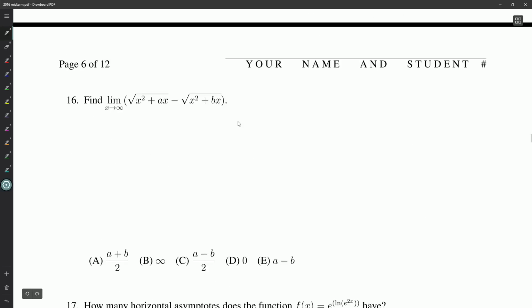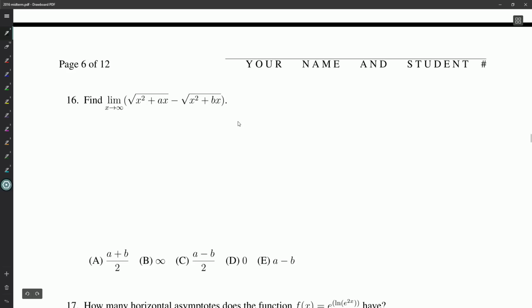Alright, the last question for this video, 16. Alright, so this is a popular question. It's one, I believe, lifted directly from the textbook in, I want to say, 2.6. Okay, so what have we got? We've got quite a bit of an expression here, root x squared plus ax minus root x squared plus bx. We don't even really know what the a and the b are. They're just going to come along for the ride.